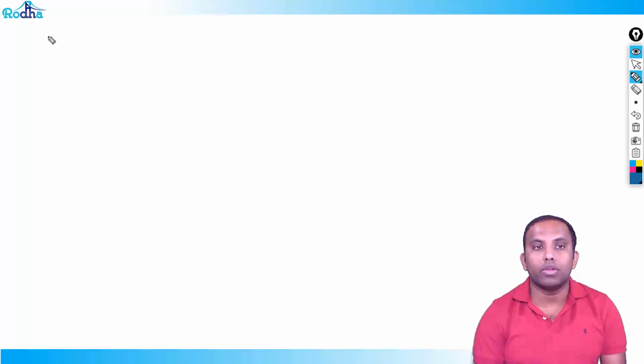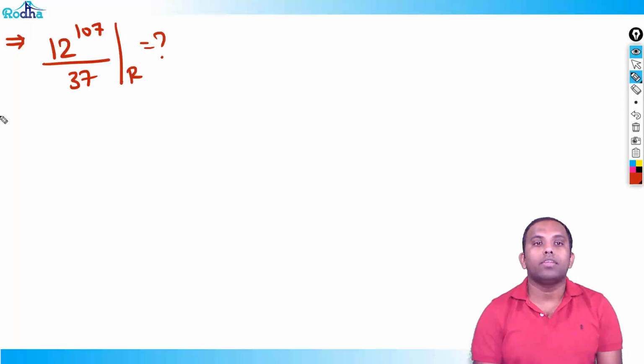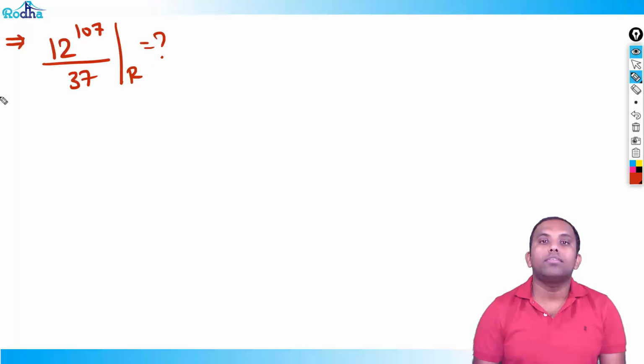Now the next question we'll do is 12 raised to 107 upon 37. What is the remainder? 12 raised to 107 by 37. What is the remainder now?